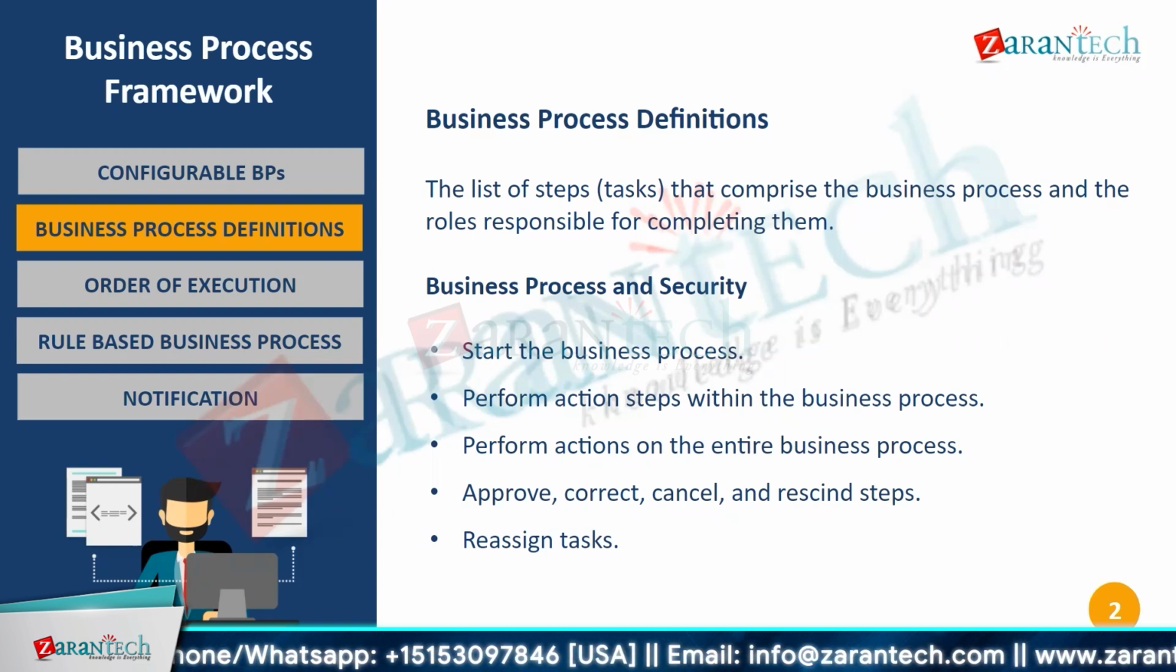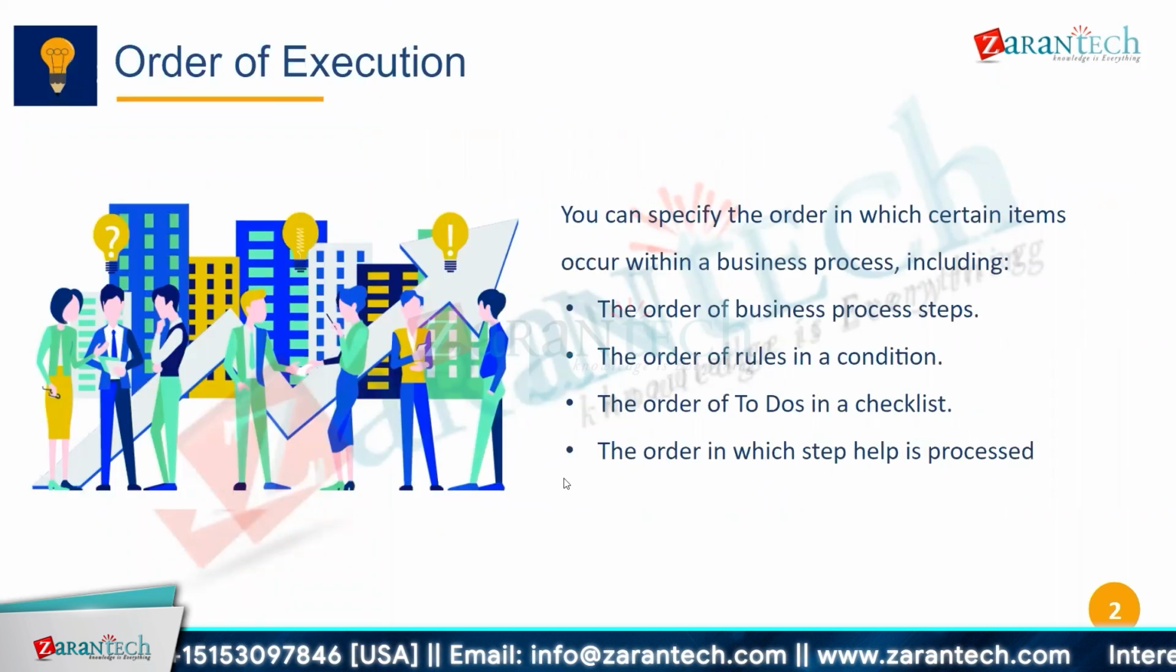So in the earlier chapter, when we were talking about domain security policy and business process security policy, this part is now going to cover all the business process security policy and how we are going to see it in action. You can specify the order in which certain items occur within a business process in order to manage the order of execution, the order of business process steps, the order of rules in a condition, the order of to-dos in a checklist, the order in which step help is processed.